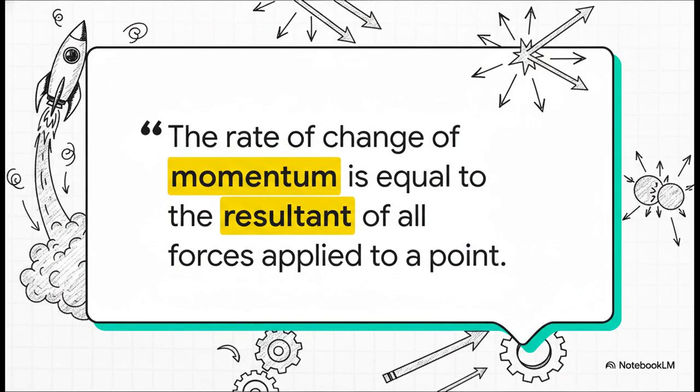This is how Newton really thought about it. The change in an object's momentum is equal to the total force you apply to it. Now, why is this version so much more powerful? Because it works even when an object's mass is changing. Think about a rocket. As it flies, it's burning tons of fuel, so it's constantly getting lighter. F equals ma can't really handle that, but this version, it describes it perfectly.